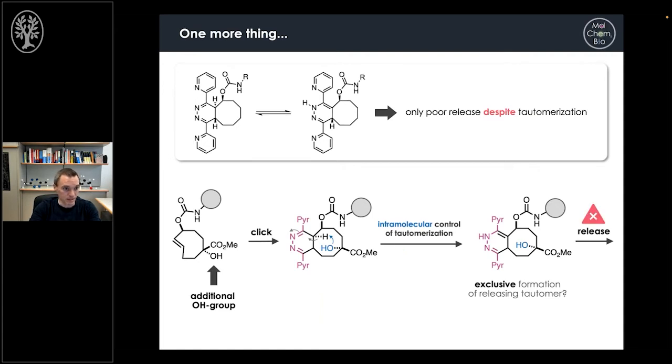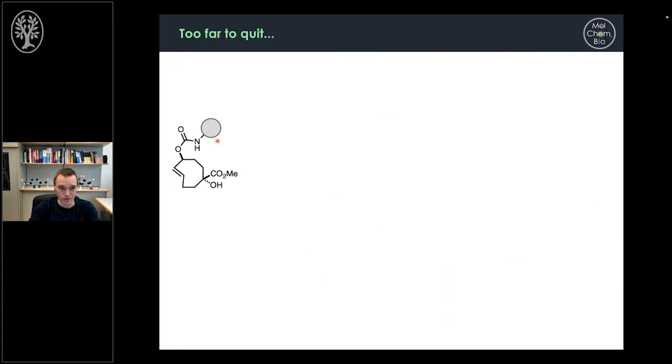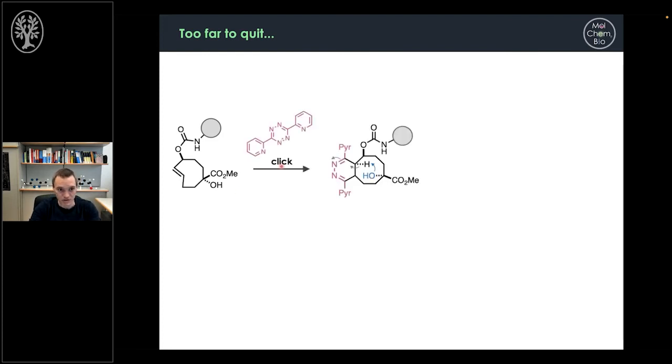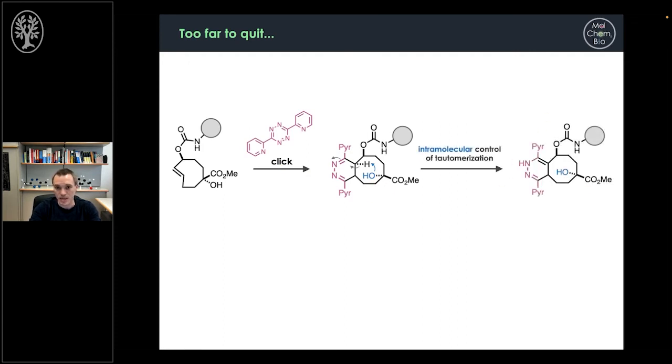However, Walter, also a PhD student in my group, was already, let's say, too far to quit. So he made this molecule, and we thought, okay, then let's test it. So he clicked it with the bis-pyridyl tetrazine, and we thought, okay, we should get the right tautomer, and maybe we end up with a compound so that we can study what's going on here. And he came back to my office and said, no, it's actually done. So we have complete release.